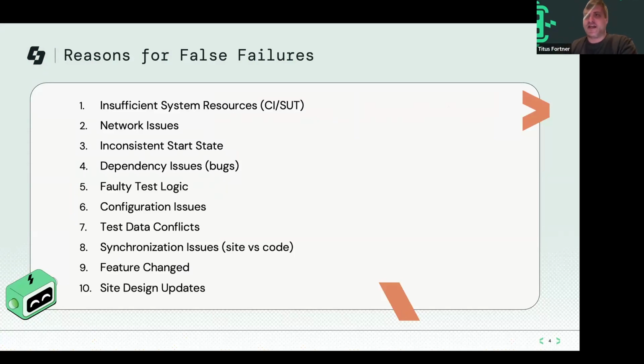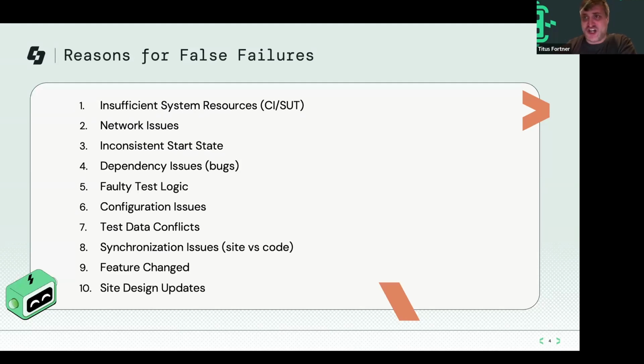Dependency issues. So this is stuff like Selenium has a bug, or there's a Java issue, or something that's outside of the control of the test itself, but the test is failing. A version issue, a browser driver is wrong. Something that your test needs to execute that isn't related to whether the site itself that you're testing against is working. Faulty test logic, configuration issues, test data conflicts, synchronization issues.